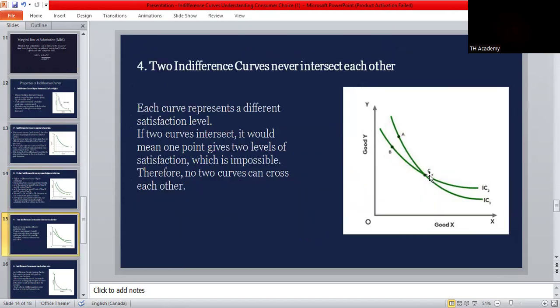The next property is that two indifference curves never intersect. Two indifference curves can never intersect or cross each other. Each curve shows a different level of satisfaction. If they intersected, one point would represent two satisfaction levels at once, which is impossible. So remember, curves never cross.